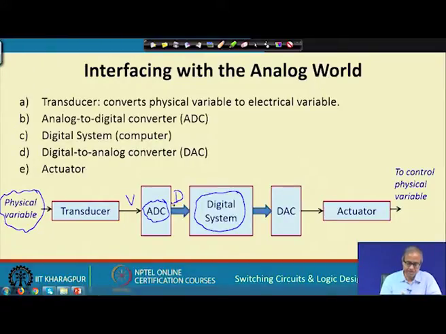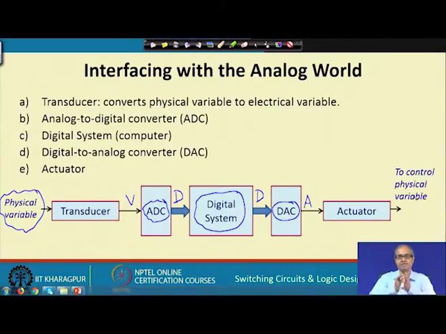Then this digital data comes to the digital system, where whatever processing you want to do can be carried out, and the result of the processing, which is again some kind of digital data, let us call it D, is fed to something called a digital to analog converter, the reverse of ADC. The digital to analog converter takes this digital word and converts it into an equivalent analog voltage A, and there is an actuator which uses this analog voltage to control the physical variable of the environment.